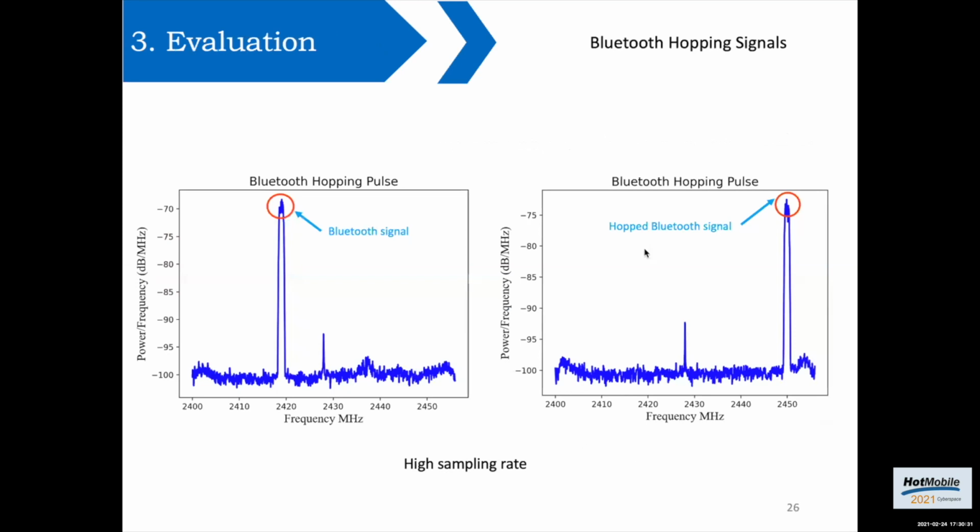Now, let me introduce the evaluation part. In the evaluation part, we show the performance of our platform in spectrum sensing application. The Bluetooth signal hops randomly and very fast, which makes capturing a single pulse very difficult, and it needs a high sampling rate of hardware. This figure shows how our hardware device captures a single Bluetooth hop. So this Bluetooth signal hops to a different position.